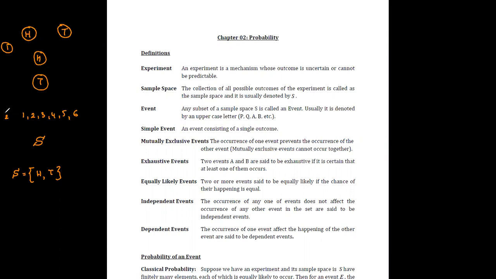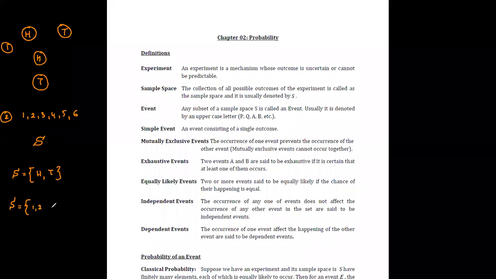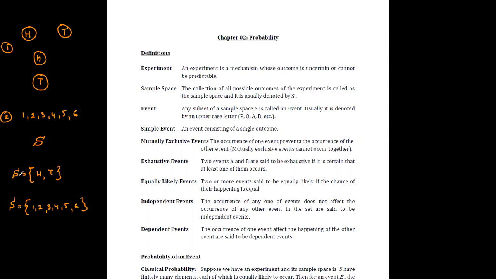If you consider the second experiment, rolling a die, then the sample space will be the numbers from 1 to 6. It is because we get one of these 6 numbers. Therefore, the sample space S is equal to {1, 2, 3, 4, 5, 6}. This is how we define the sample space.